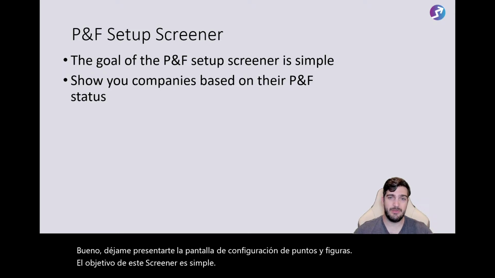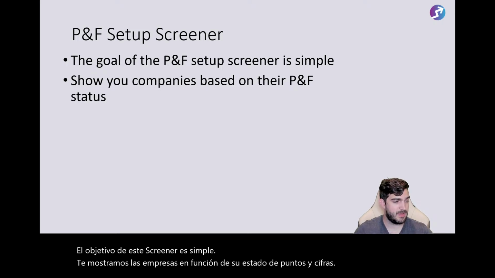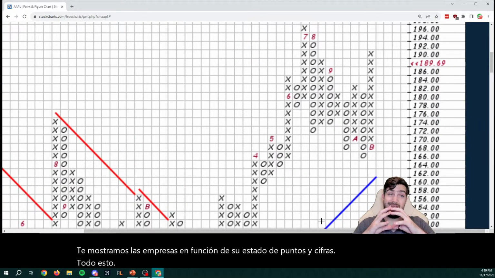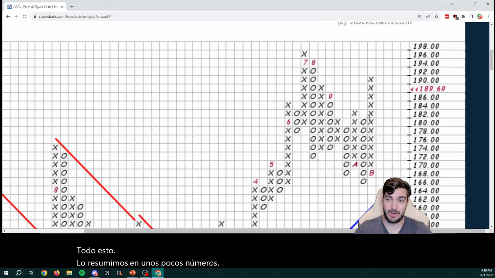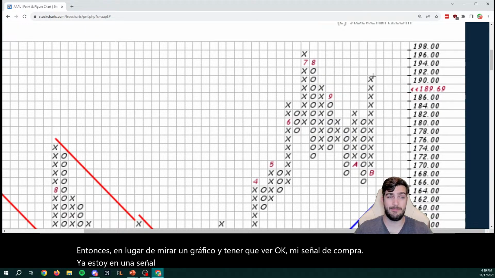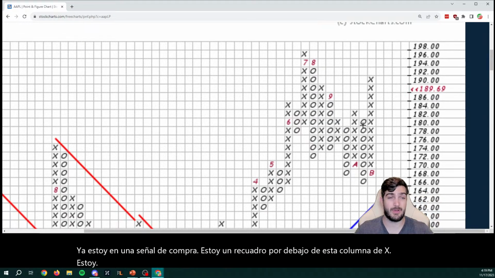We show you companies based on their point and figure status. So that entire chart, this entire thing, we squish it down into a few numbers. So instead of looking at a chart and having to see, okay, well, my buy signal, I'm already on a buy signal, I'm 1 box below this column of X's, I'm 12 boxes above the column of O's.